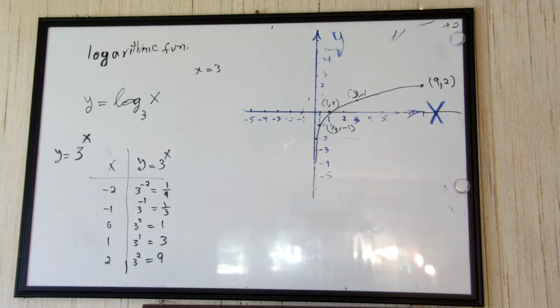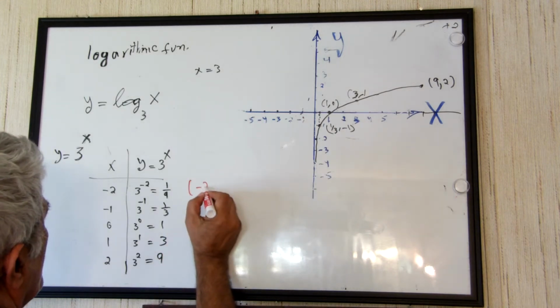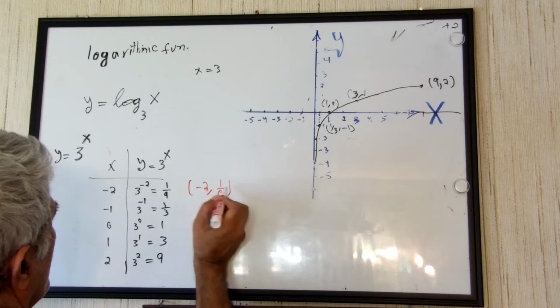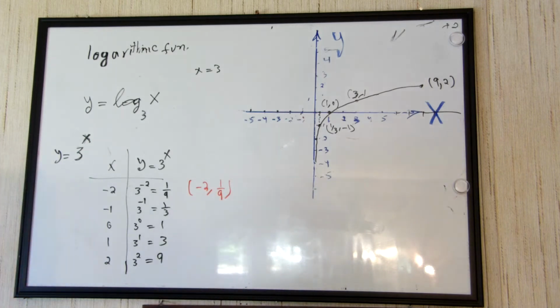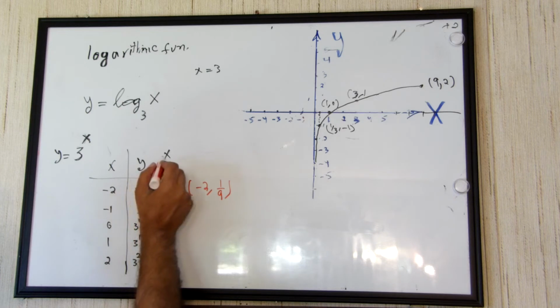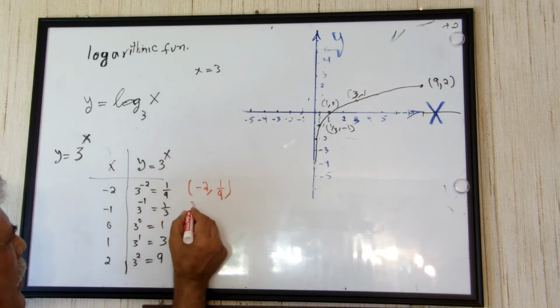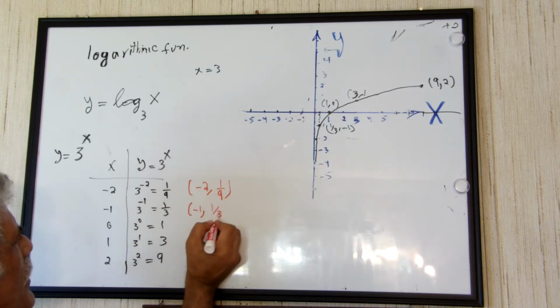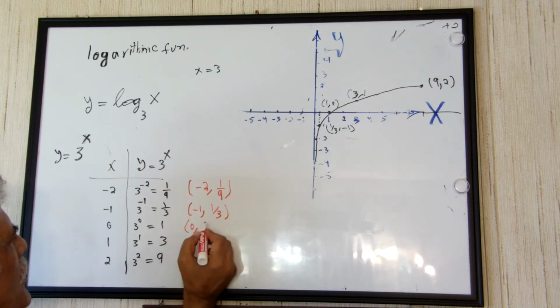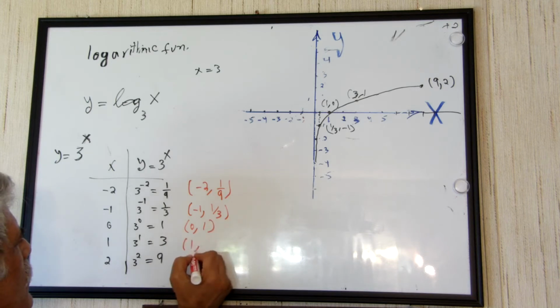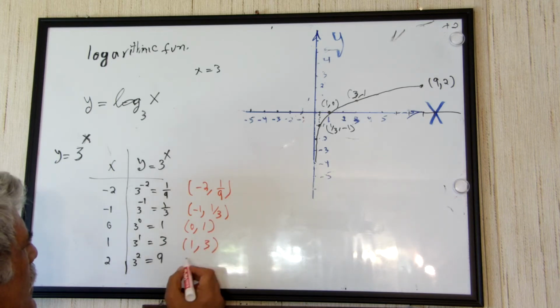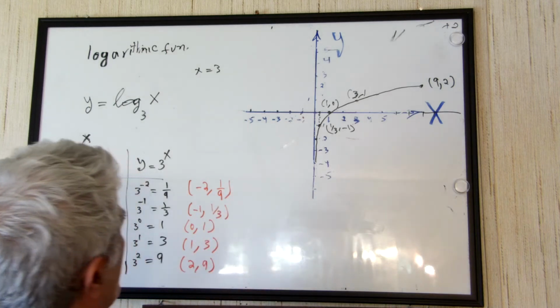So what we do, we find the point. We found the point already. The points are minus 2, 1/9, because if we give a value to x, y is going to be 3 to the power of minus 2, which is 1/9. And then minus 1 gives 1/3, and then x is 0, y is going to be 1, and then x is 1, y is going to be 3, and if x is 2 it's going to be 9. So let's locate these points.